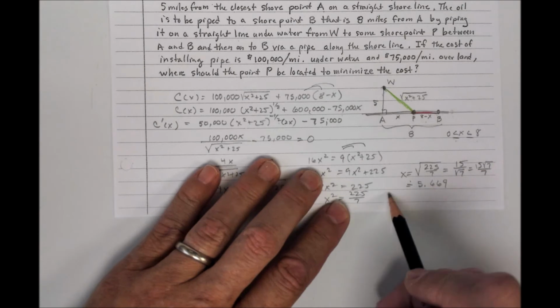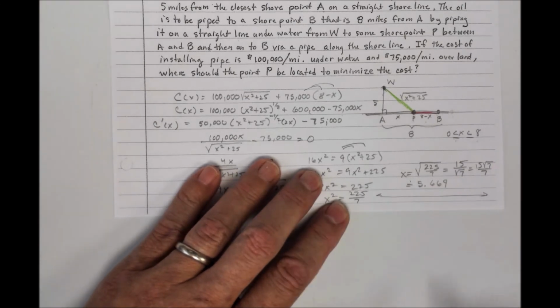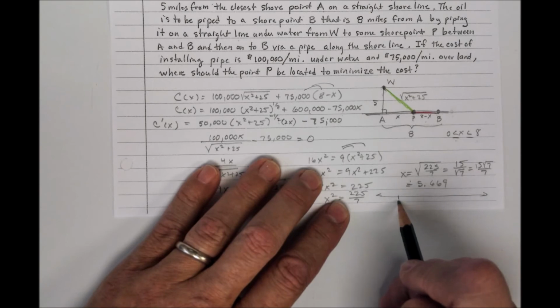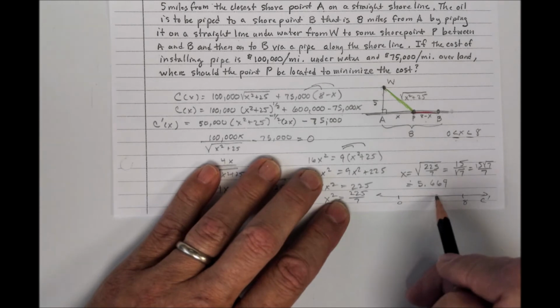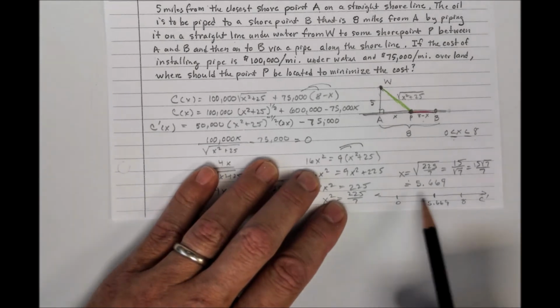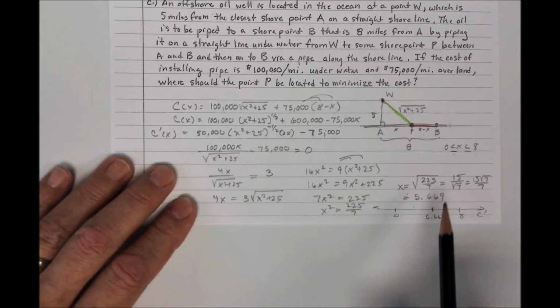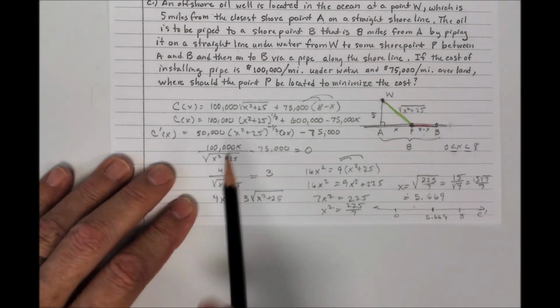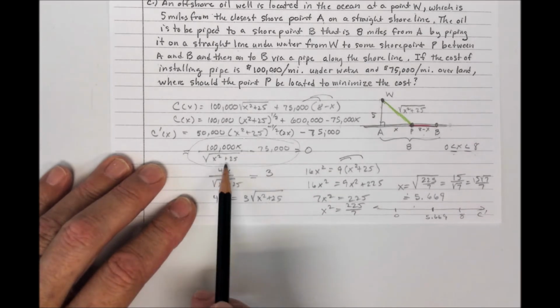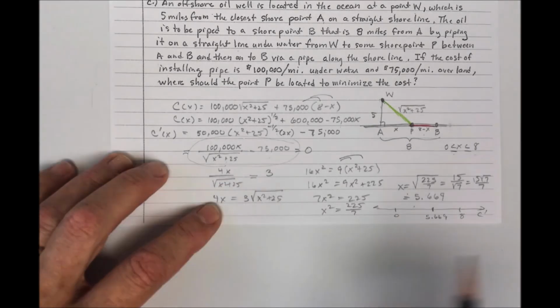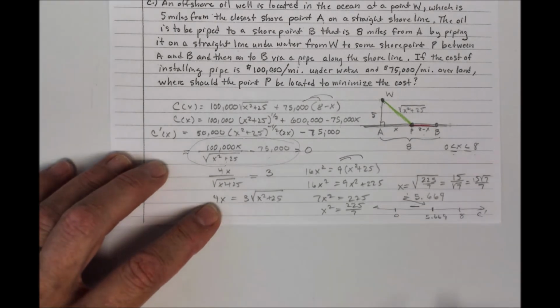I'm going to draw out my number line here. I'm not going to have space for my answer, but I'm going to have space for all my work here. Here's 0, here's 8. This is C prime for the cost. And about here, let's say that this is 5.669. And I take a number from here like 1, and I plug 1 into my derivative. Now it's way back over here. So that's 100,000 over about a little bit more than 5. 100,000 divided by 5 would be about 20,000 minus 75. That's negative. That's decreasing.